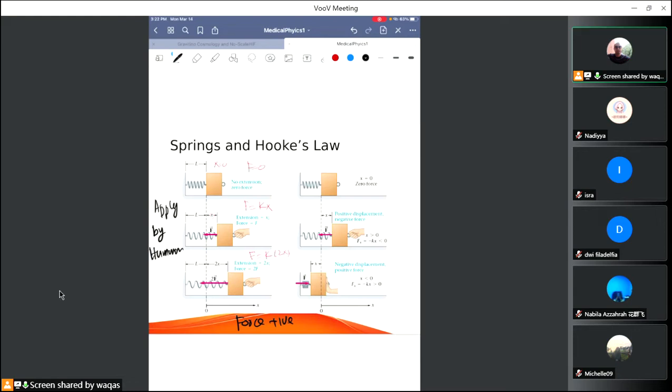When you release, the spring acts a force opposite to the human, so in the opposite direction. So here the force is minus kx because the spring applies force in this direction.